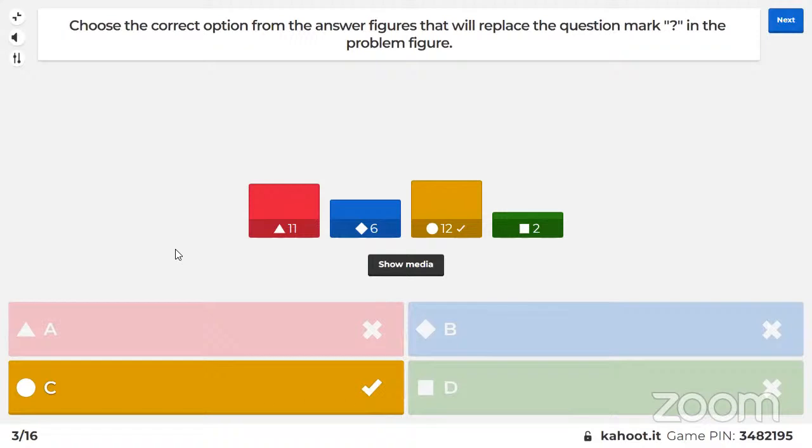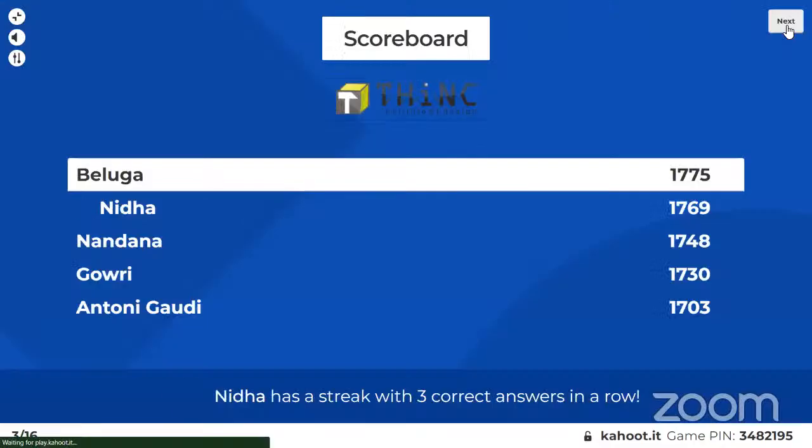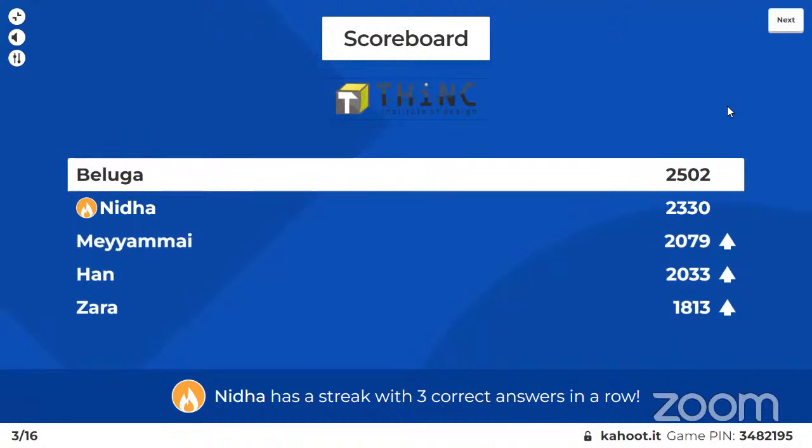All right, replace the question mark. The figure in C will replace the question mark. So scoreboard. Beluga still on the top with 2502 points. Second, we have Nida. Nida has a streak of 3 correct answers in a row and 230 points. Third, we have Mayamai. Fourth, we have Han. And fifth, we have Sarah. Moving on to the fourth question.